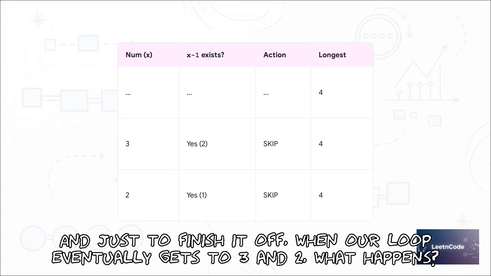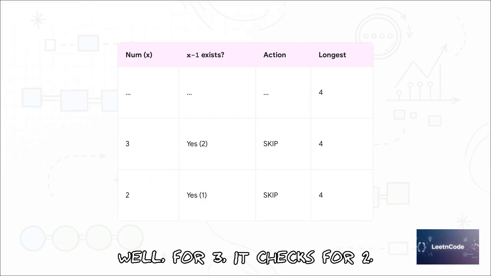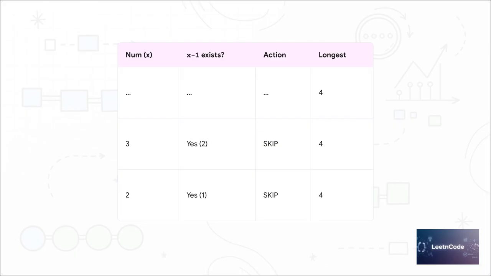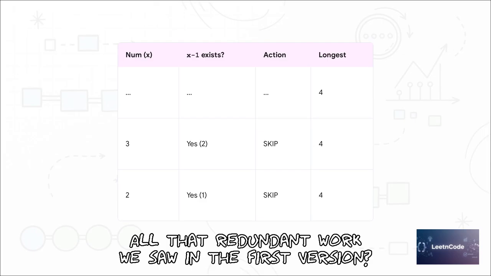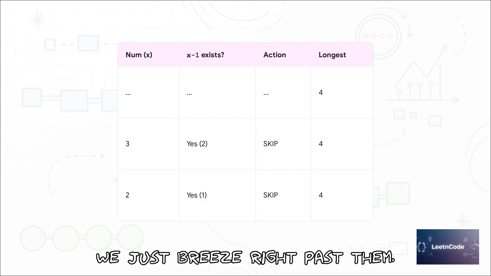And just to finish it off, when our loop eventually gets to 3 and 2, what happens? Well, for 3, it checks for 2. Yep, it's in the set, skip. For 2, it checks for 1. Yep, in the set, skip. All that redundant work we saw in the first version, completely gone. We just breeze right past them.